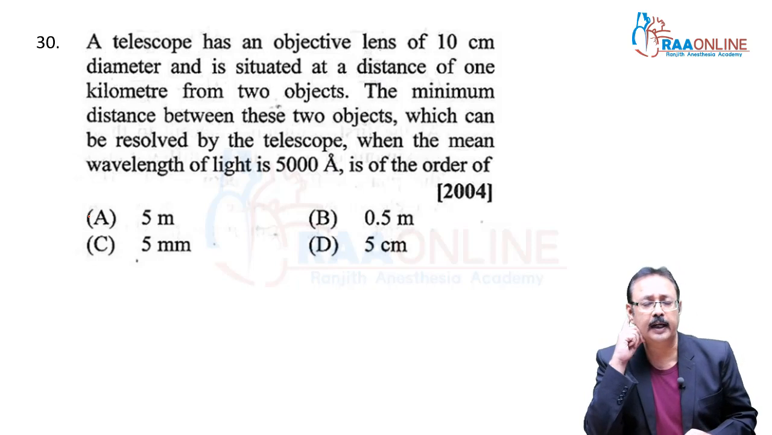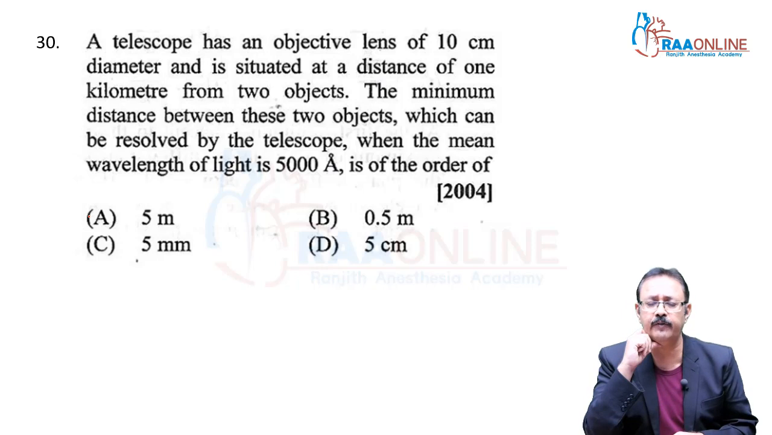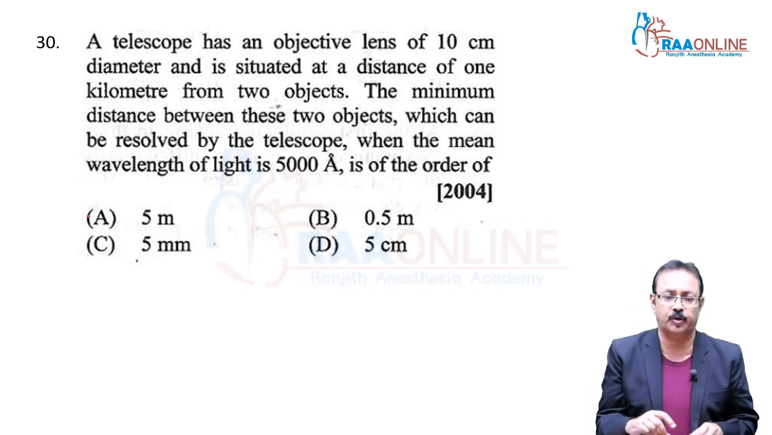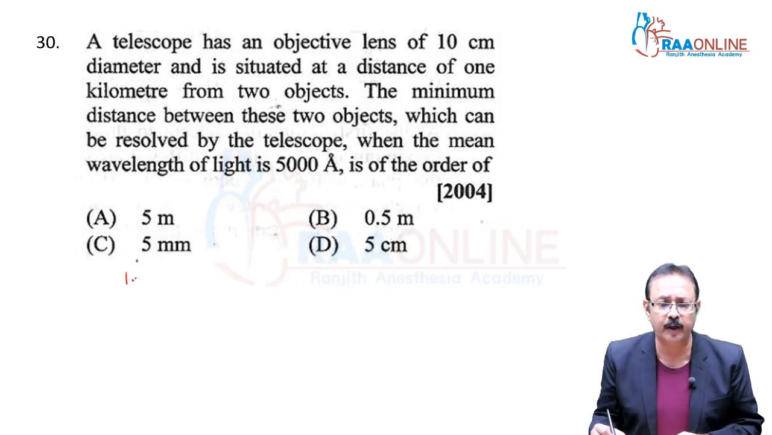Next, a telescope has an objective lens of 10 centimeter diameter and is situated at a distance of 1 kilometer from two objects. The minimum distance between these two objects which can be resolved by the telescope when the mean wavelength of light is 5000 angstrom. For a telescope, the angle of resolution is 1.22 lambda divided by D. But what is the angle?